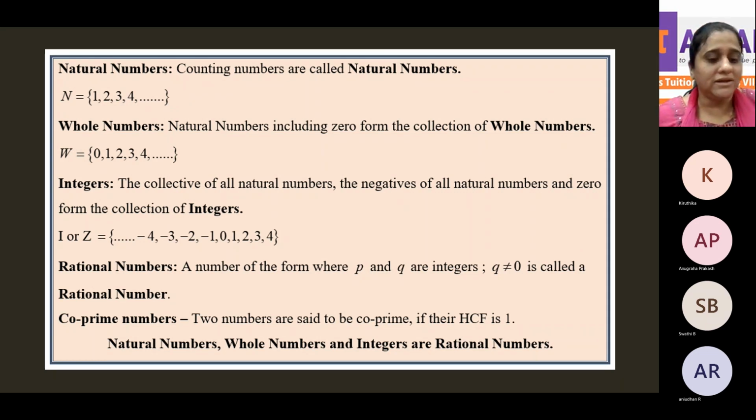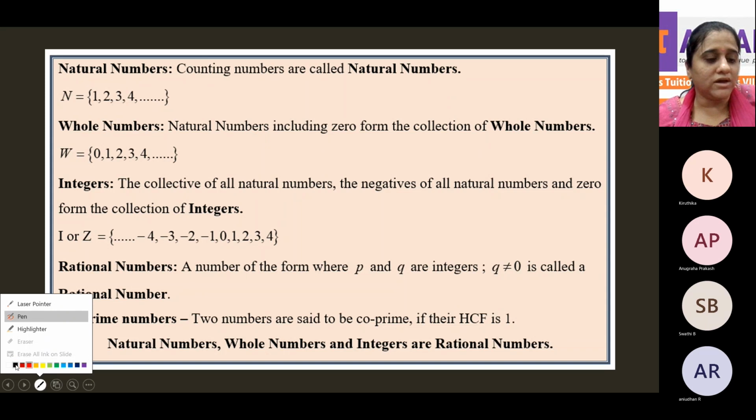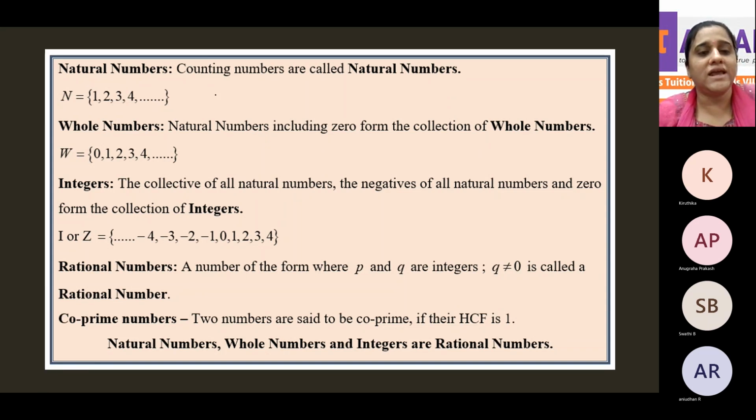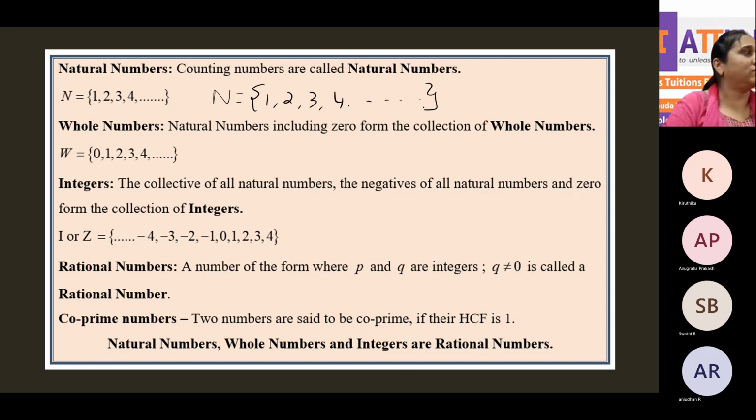Counting numbers are called natural numbers. Natural numbers are represented by the capital letter N. N is equal to the set of all numbers starting from 1, and it goes on. The smallest natural number is 1. The largest natural number, it goes on forever, you can't say. But we know the smallest natural number is 1.